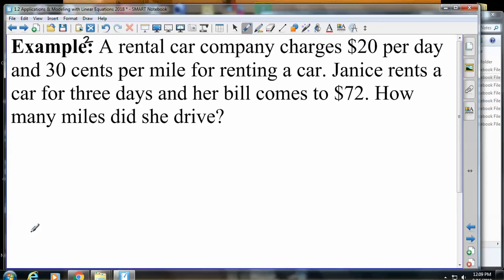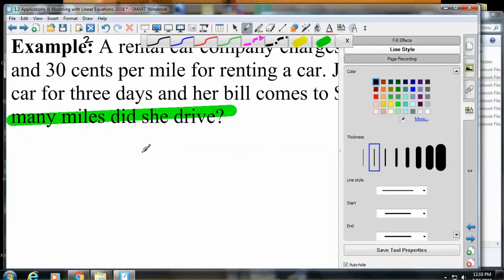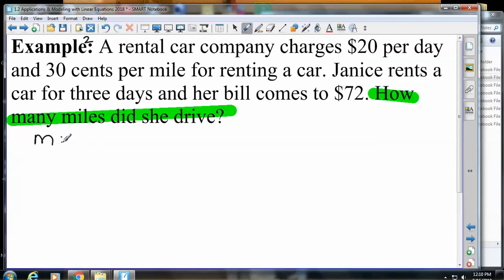Are we going to draw a picture on this one? No, that really wouldn't make sense, but we do have to define our variable. Look at the last sentence. What am I trying to find? How many miles? So that should be my variable. You can pick your favorite letter. I'm going to say M is the number of miles. You can pick X, Y, Z, I don't care.